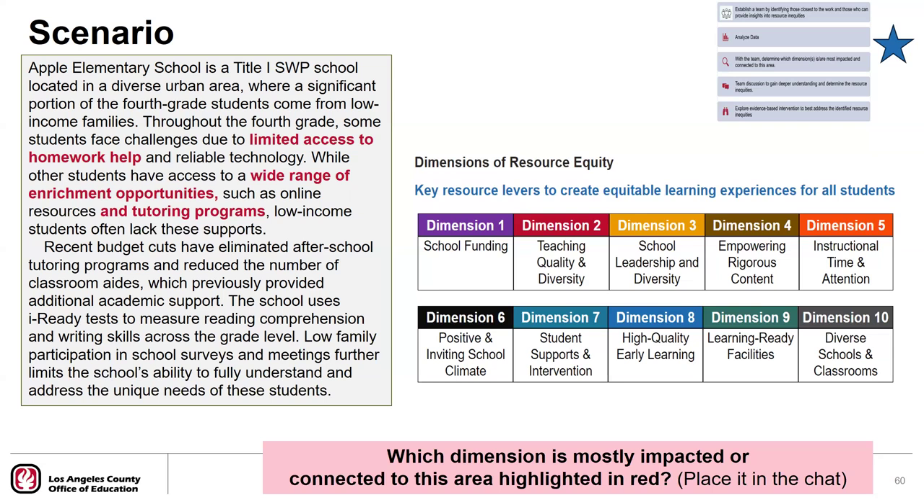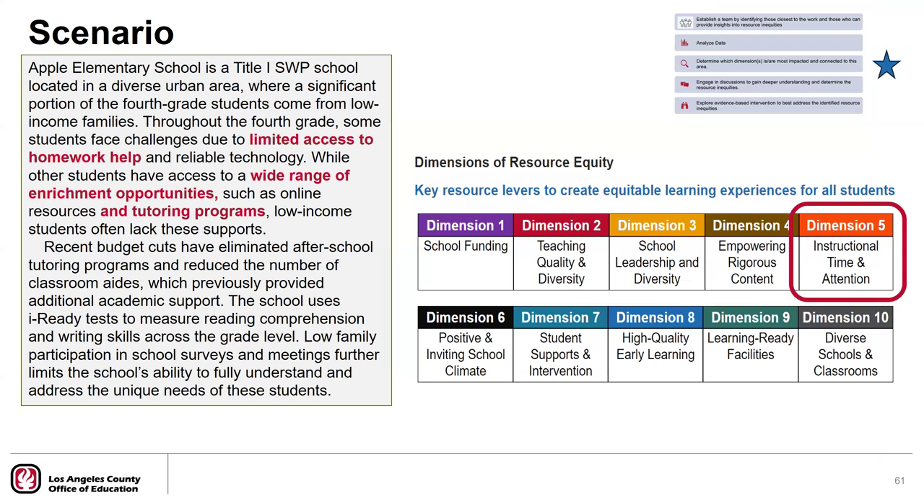Okay. This is great because I do see a toggle between 5 and 7. Dimension 5 is instructional time and attention, the dimension that looks at high quality instructional time and teacher attention. Dimension 7, student supports and intervention. That one in the article, which is also linked in one of the slides that I shared earlier, is tied closely to social, emotional, and mental support needs. So those 5 and 7 definitely go together.